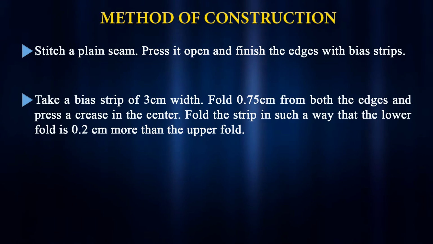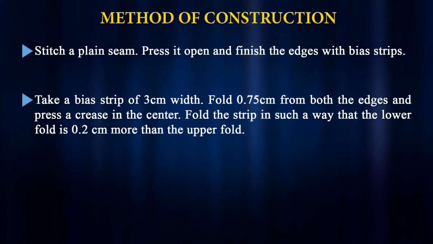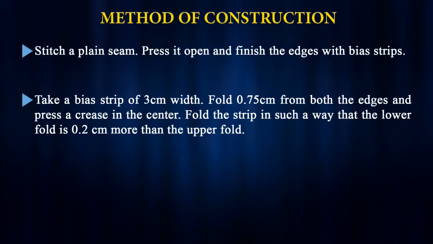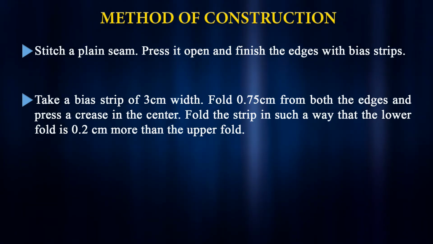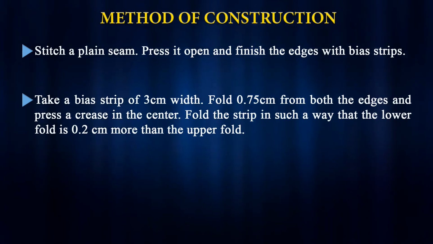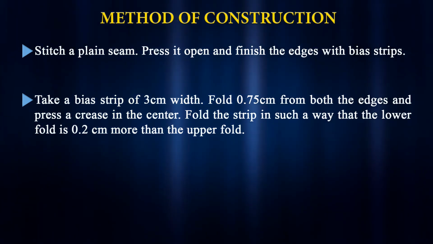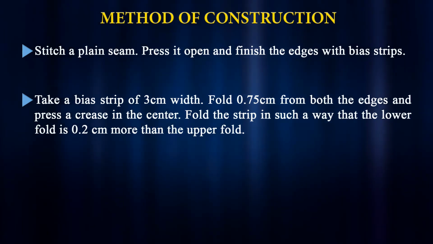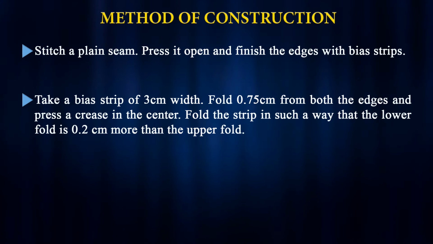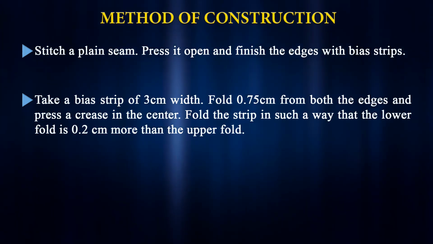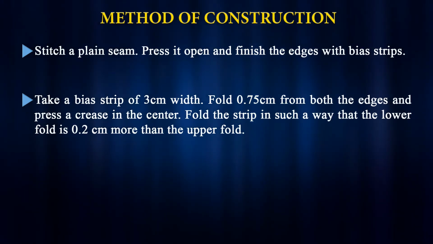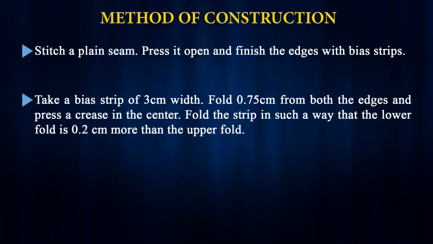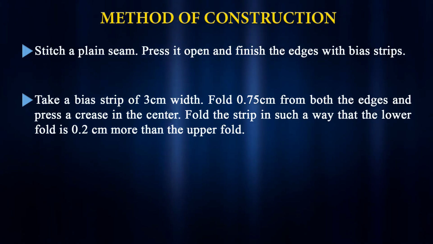Take a bias strip of 3 centimeter width. If we have the fabric strip, it should be around 3 centimeter width. We have a long strip, and we fold 0.5 centimeter from both the edges and press a crease on the center. Then fold the strip in such a way that the lower fold is 0.2 centimeter more than the upper fold. This is how we create the bias strip.